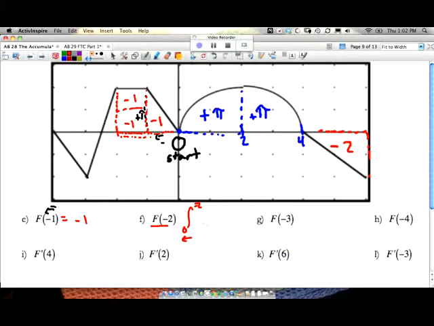So that means that we have our original area, which is negative 1. And then we're going to add some more to that, some more negative. And we got 2 more negatives. Total equals negative 3. Okay, f of negative 3.